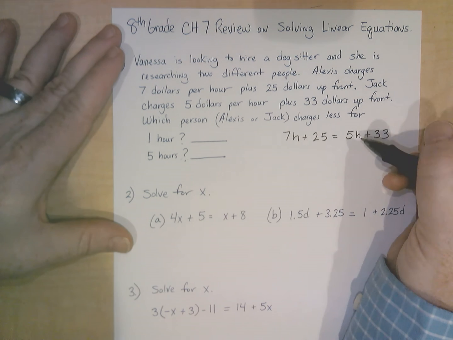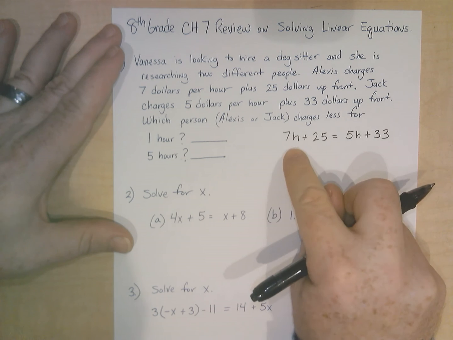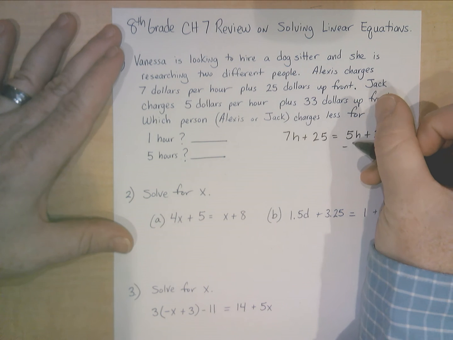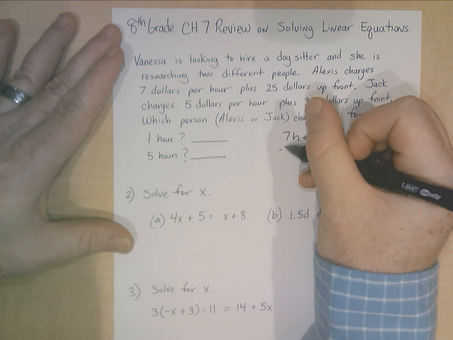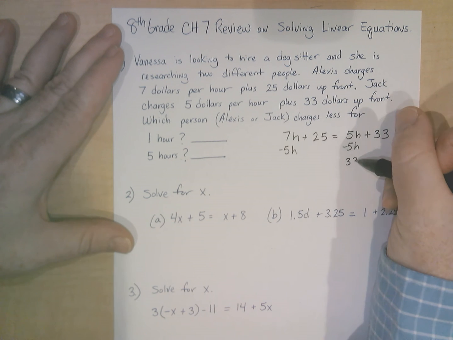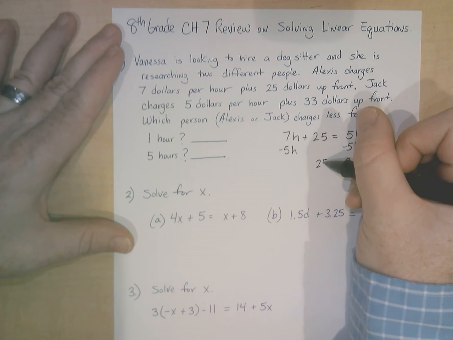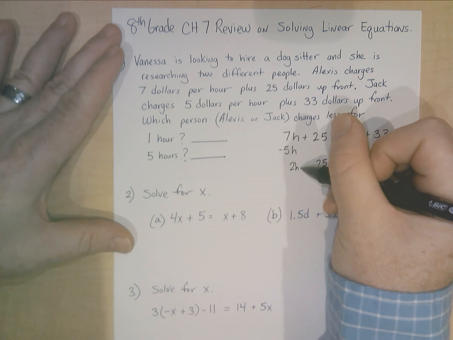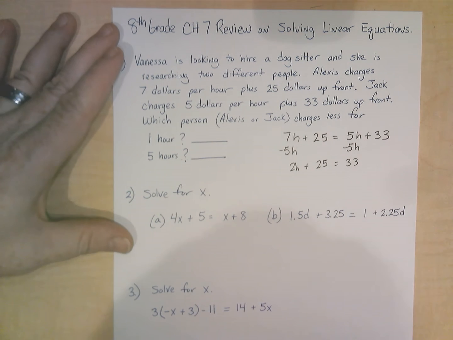So what I'm going to do is get rid of the 5h because it's smaller than 7h. So I'm going to subtract 5h from both sides. This cancels out here. I've got 33 left over. And I've got 2h right here. So 2h plus 25 equals 33.